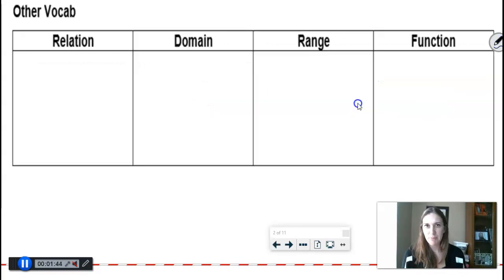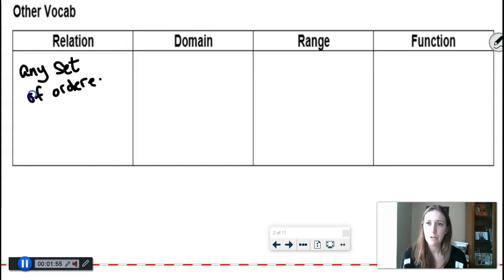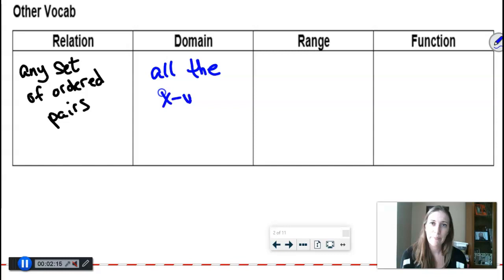So here's a whole bunch of vocabulary for you. A relation is any set of ordered pairs. For us, if we can graph it on what's called the Cartesian coordinate plane, it's a relation. Domain has a really fancy definition in our textbooks: all values x for which the function exists. I'm just going to say all the x values. That's the simplified definition. The range would be all the y values.